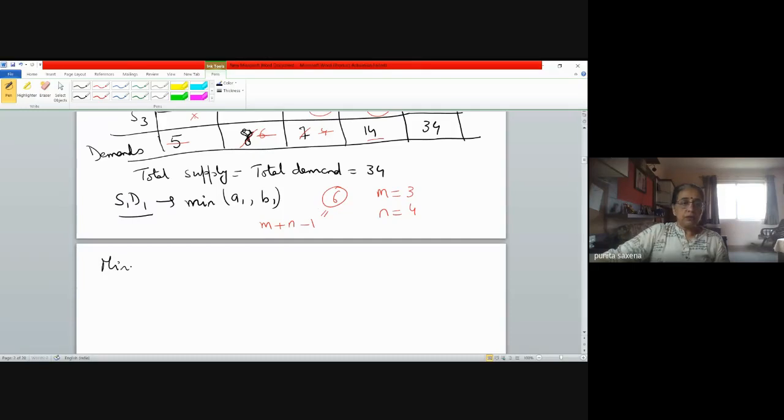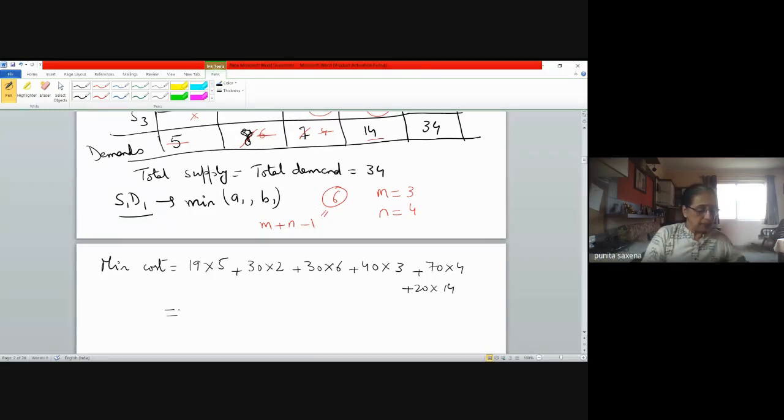So the minimum cost in this case is going to be 19 into 5 plus, what was the second allocation that we made in the second cell, which will be 13 into 2 plus 13 into 6 plus 14 into 3 plus 17 into 4 plus 20 into 14. Is that right? Now, can you quickly calculate it? How much would it be?